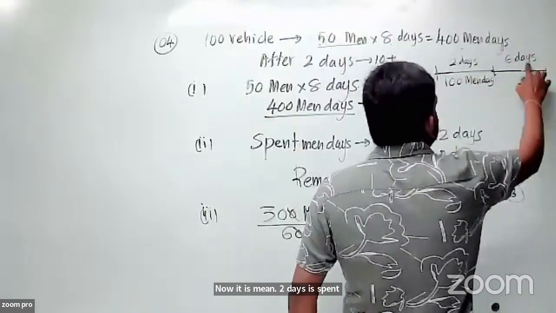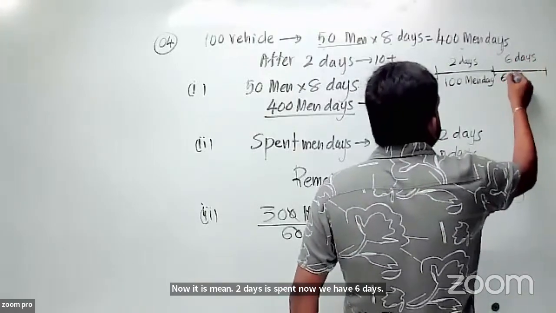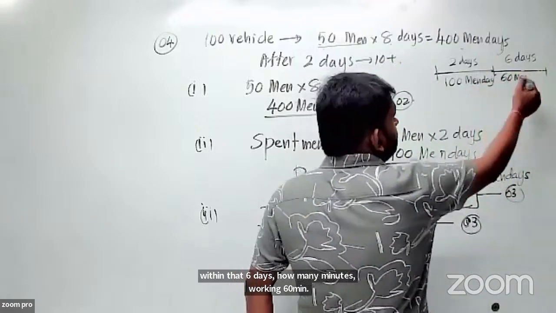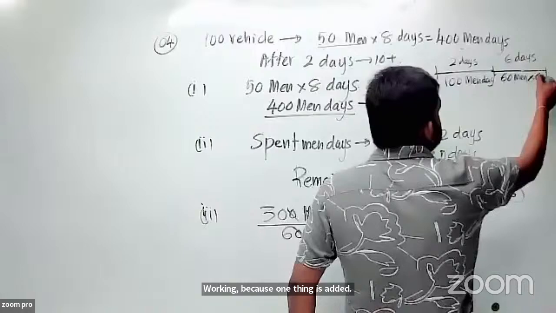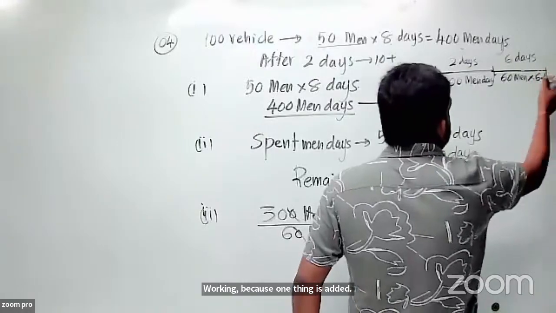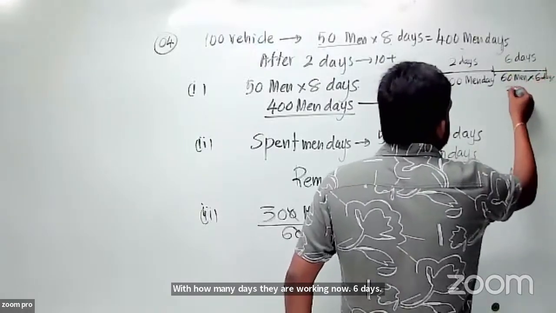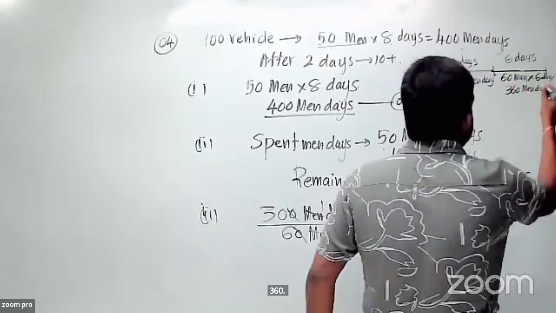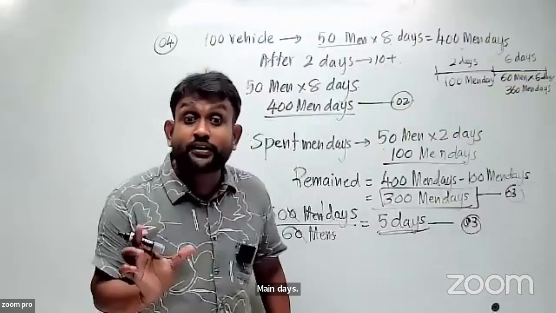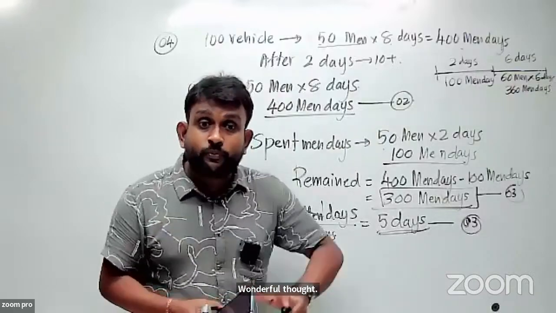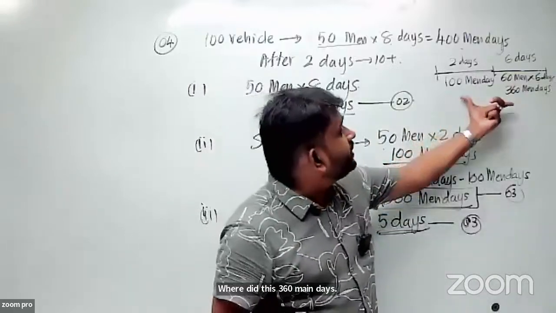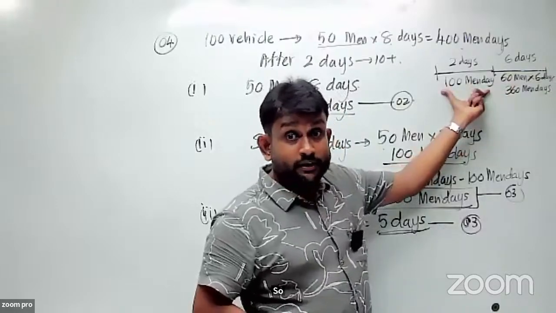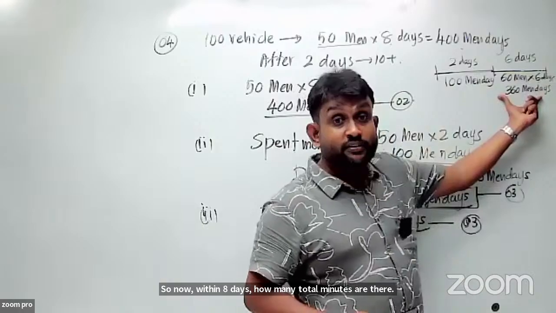Within that 6 days, how many men are working? 60 men working because 10 are added. For how many days are they working now? 6 days. So what is the requirement now? 60 times 6 is 360 man days. So 360 man days. Now within 8 days, how many total man days are there? Within the first 2 days 100, then the next 6 days 360.